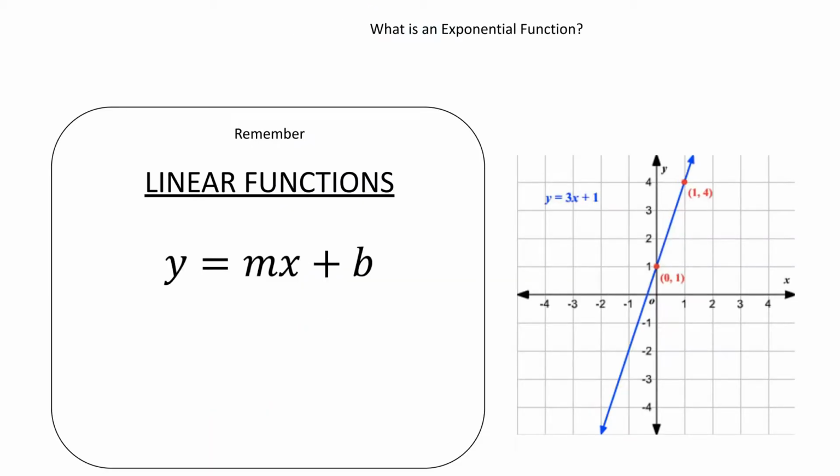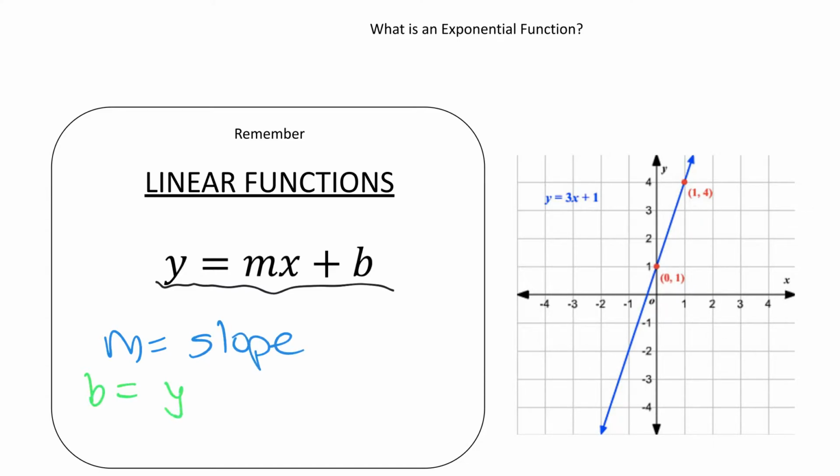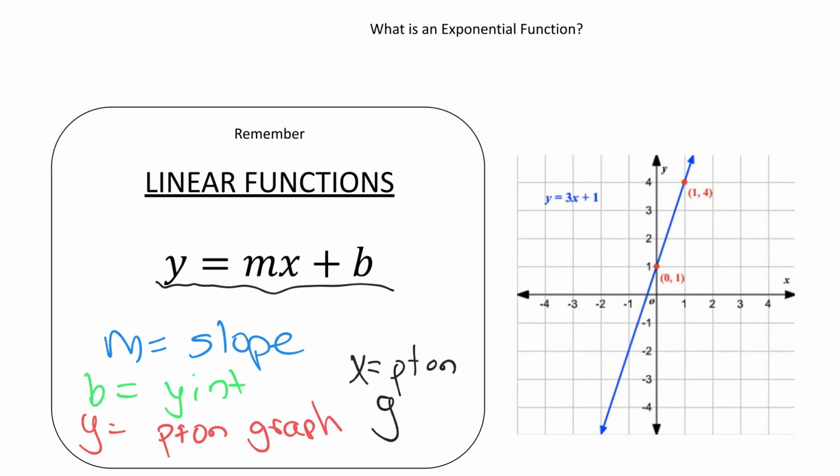So recall from the beginning of this quarter and all of last quarter that a linear function, we are using the slope-intercept form, and it's y equals mx plus b, where m is your slope, b is your y-intercept, and y is a point on the graph, and x is a point on the graph. And your linear function looks like a line, hence the word linear.